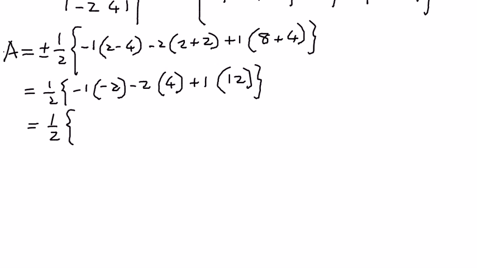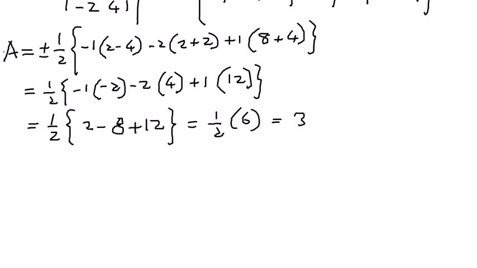1/2 of -1 times -2 is +2, 2 times 4 is -8, and then 1 times 12 is 12. So when we simplify this, we're going to get 2 minus 8 will be -6. -6 plus 12 is going to be equal to +6, and therefore 1/2 times 6 is going to be equal to 3.